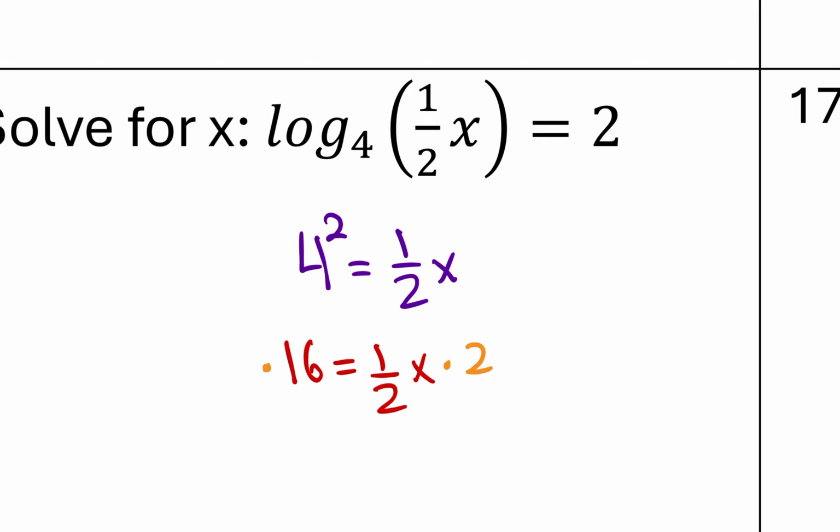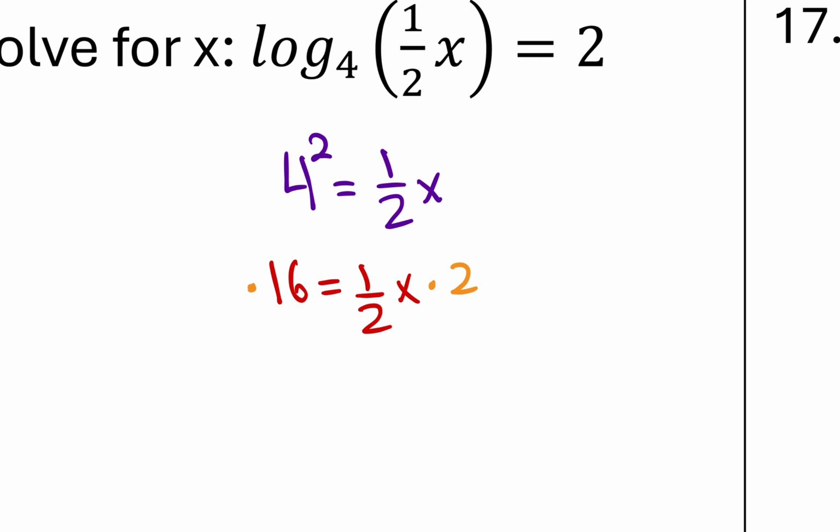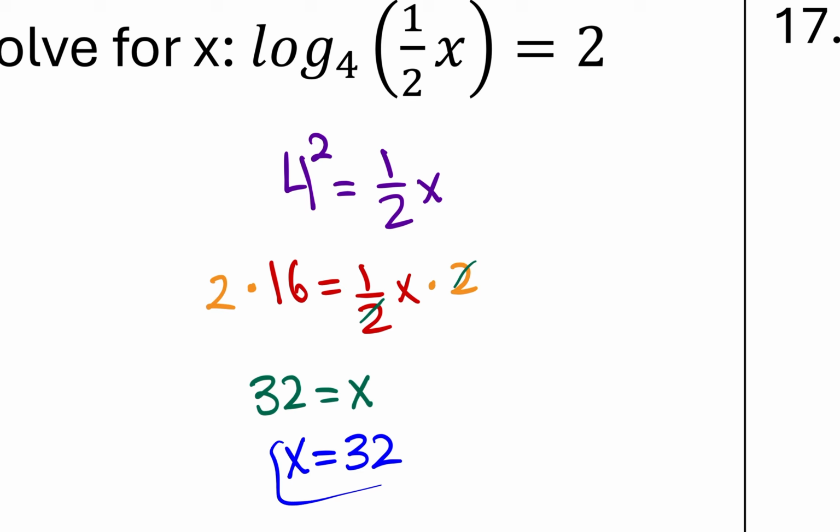Now, don't get me wrong. You can definitely divide both sides by 1/2 or multiply both sides by the reciprocal. You can definitely do so. But this is my recommendation, especially as you go to the upper level math courses. Okay, so we multiply both sides by 2. On the left-hand side, this will turn into a 32. On the right-hand side, the 2's cancel out. We have 1 times x, which is just simply x. Or essentially, we have x equals 32 as the final solution.